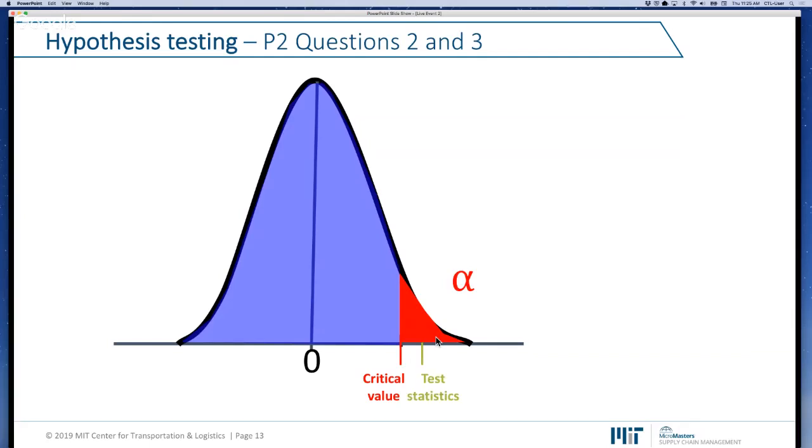Then I calculate my test statistics. That will be based on the data from my sample. Once I have my test statistics, I can compare it with my critical value. And if the test statistics is greater than the critical value, then we can reject the null hypothesis. And the reason why we can reject it is because it's outside the boundary, right? Exactly. So we're putting a boundary here.